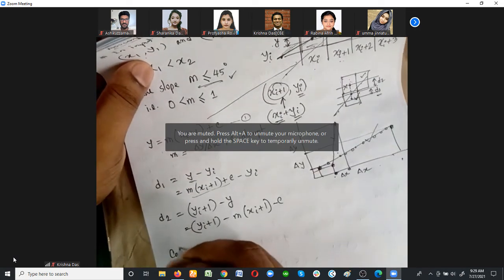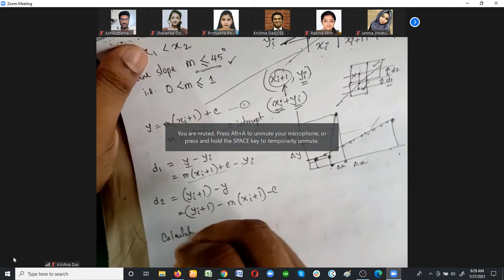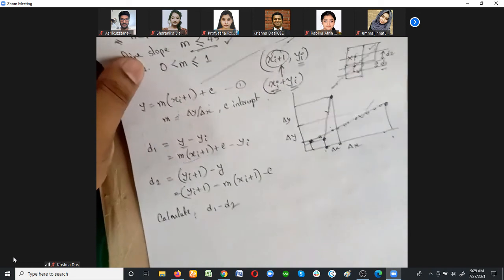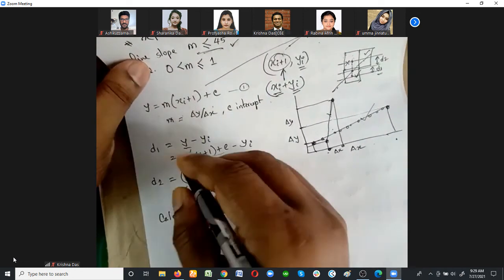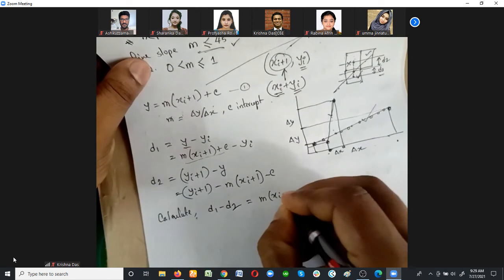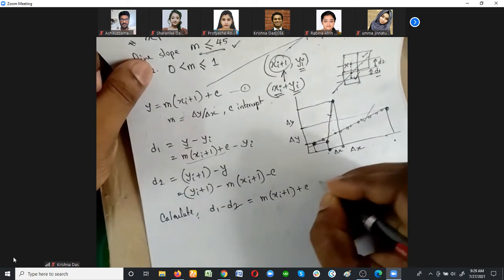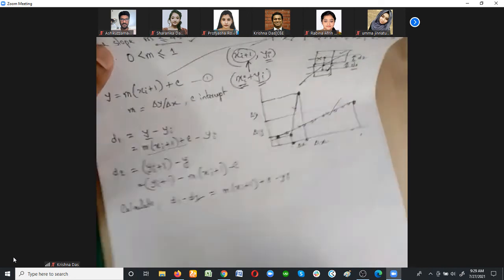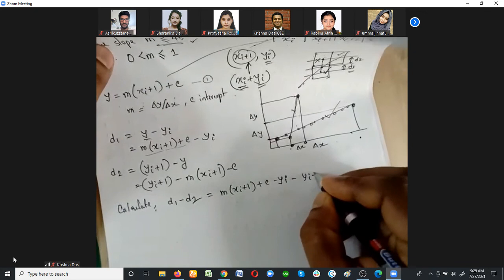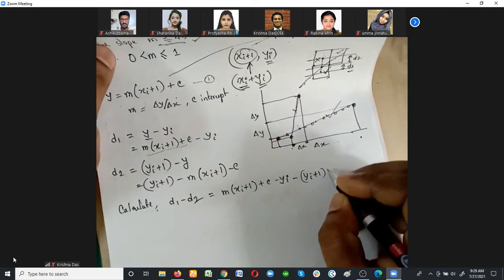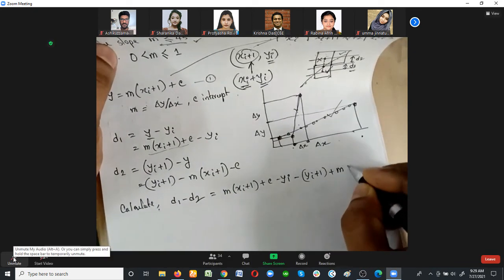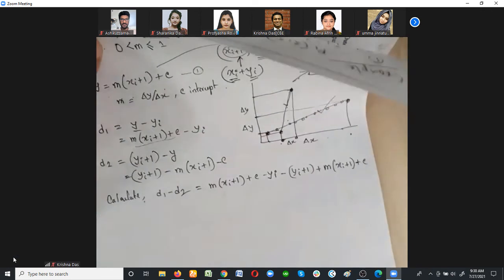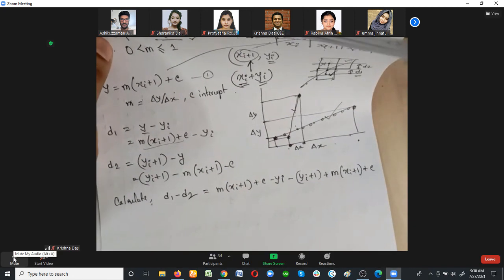So if we just calculate d1 minus d2, what do you get? We get d1 is m into xi plus 1 plus c minus yi, and d2 is minus yi plus 1 minus, will be now plus m xi plus 1 and plus c, right? Yes, sir. d1 minus d2.